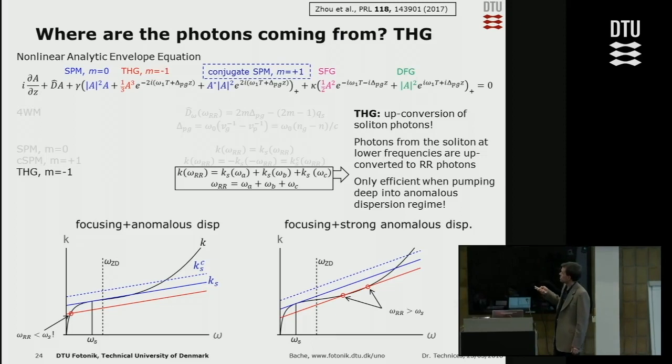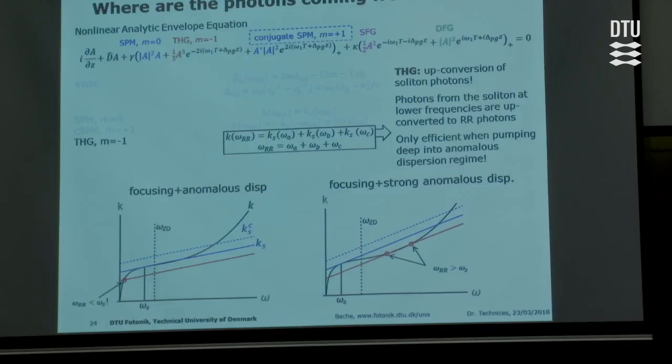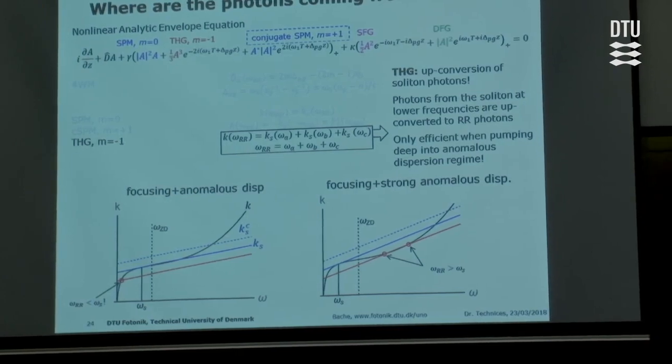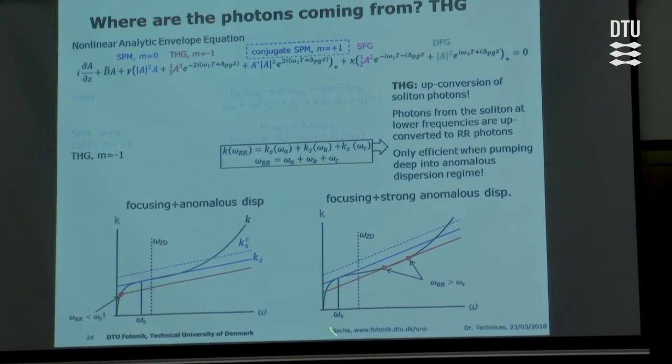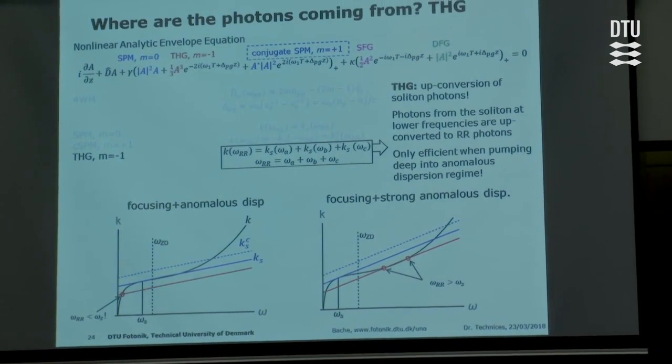Instead, if you take the process like third harmonic generation, you can see that the resonant radiation photons are actually a sum of different soliton photons that have a lower frequency. The main problem to observe this is that the soliton often lies beyond the phase matching point, so you can never see them. In order to see them, you really have to pump deep into the anomalous dispersion regime to actually be able to observe these resonant radiation points.